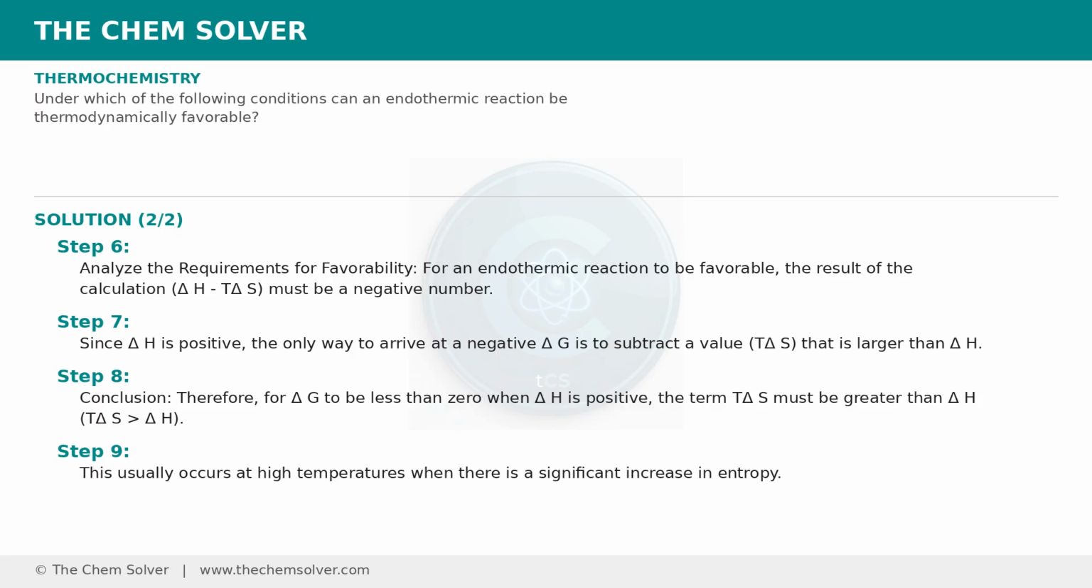Conclusion. Therefore, for delta G to be less than 0 when delta H is positive, the term T delta S must be greater than delta H, T delta S greater than delta H. This usually occurs at high temperatures when there is a significant increase in entropy.